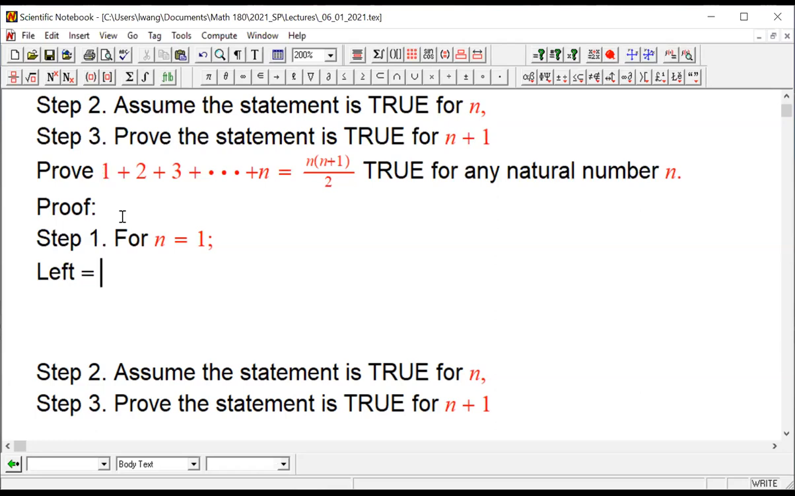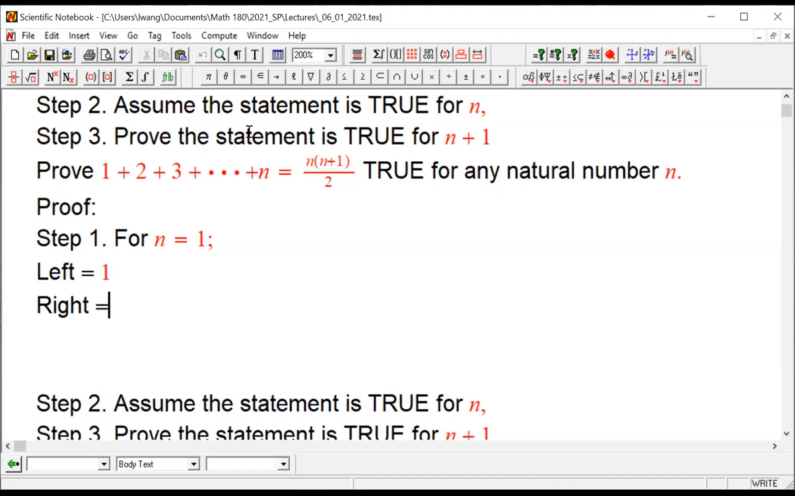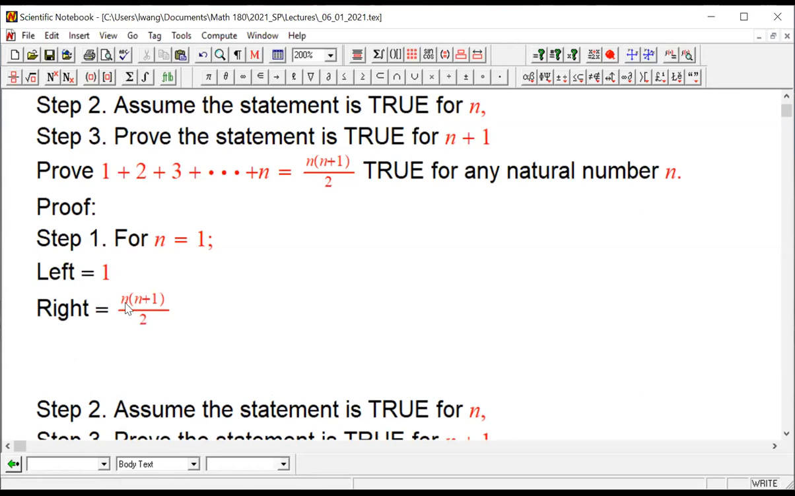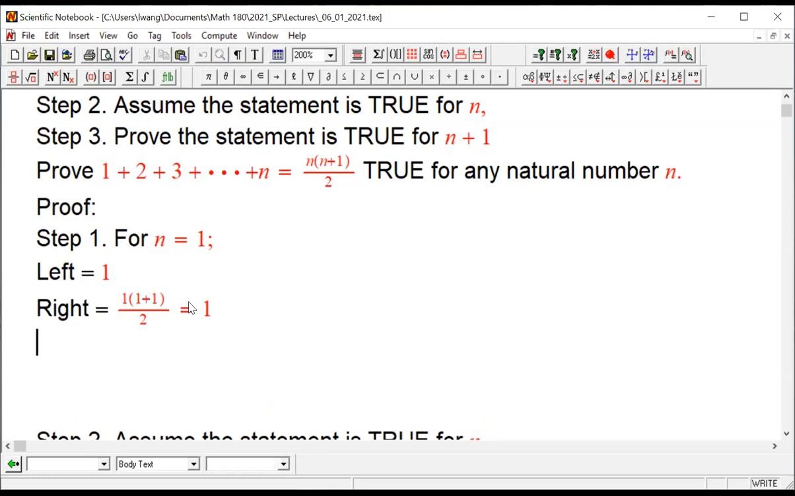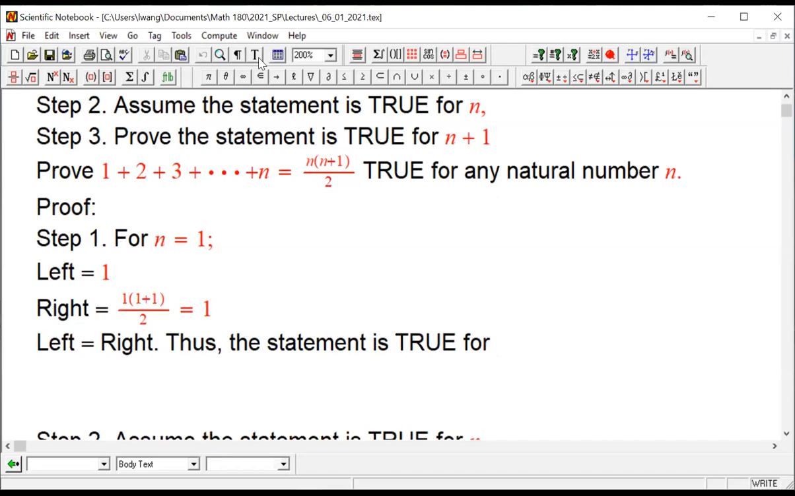So when n equals 1, the left-hand side is equal to 1. The right-hand side equals that formula, so you can replace n by 1, and it is also equal to 1. Then you can say left equals right in this case. Thus, the statement is true for n equals 1.